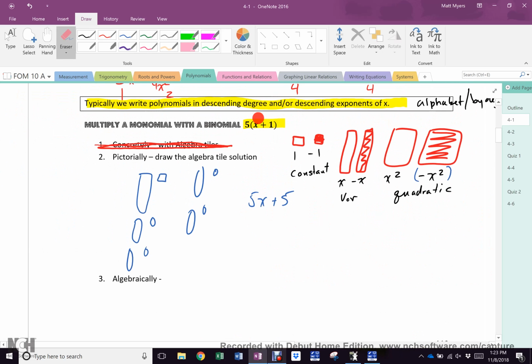All of you will say to me, Mr. Myers, x plus 1 isn't a number, but x plus 1 is a number, isn't it? If I tell you that x equals 3, then what do I have there? I have 4. 5 times 4 is 20, correct? And isn't 5 times 4 exactly the same as Mrs. Bad Crumble's grade 3 math?